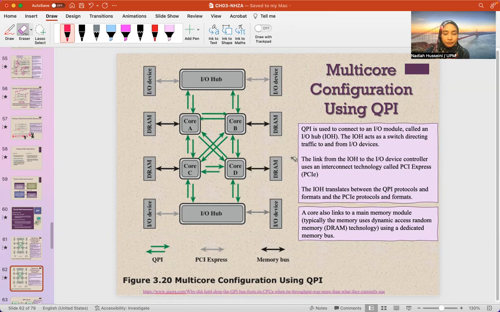So here, this is the QPI multi-core configuration, but in the coming years, Intel decided to drop the QPI configuration and replace it with something else. And you can read further over here. Why did Intel drop the QPI bus from its CPU when its throughput was more than what they currently use? So this is further reading. It's not mandatory. If you are curious, you can read it.